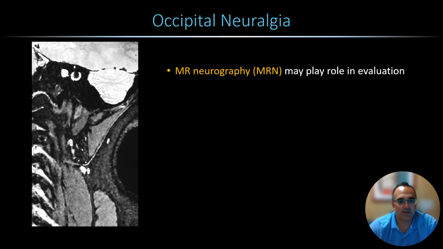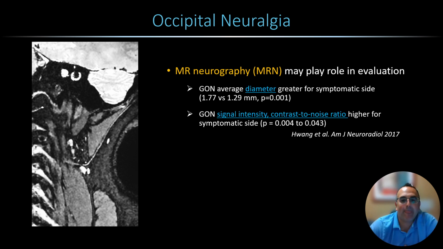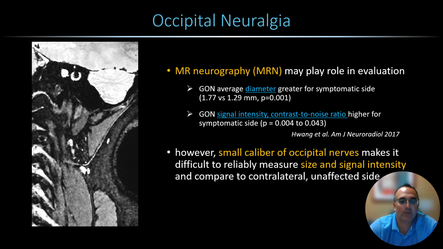Let's now focus our attention on occipital neuralgia. MR neurography may play a role in the evaluation of this condition. In a study by Huang in 2017, they showed that the greater occipital nerve on average had a larger diameter on the symptomatic side compared to the asymptomatic side. It also had a higher signal intensity and contrast-to-noise ratio.